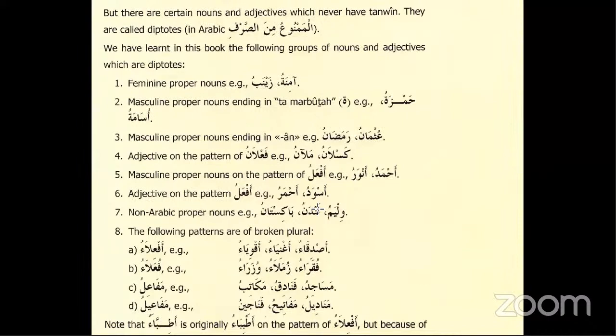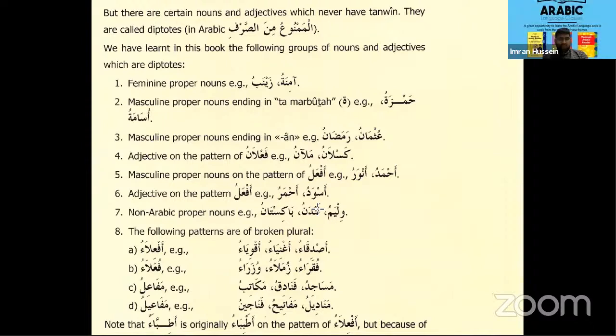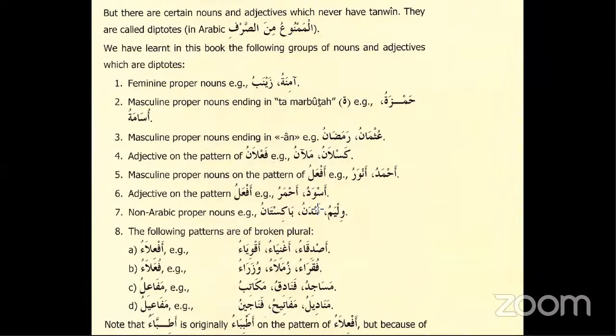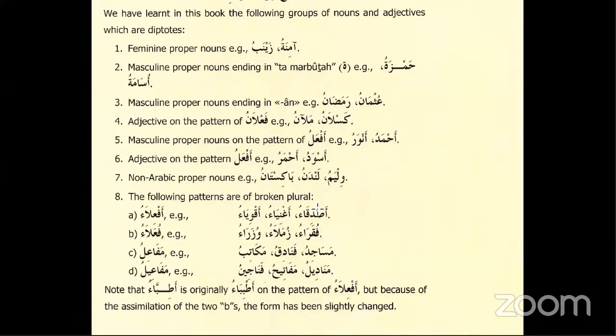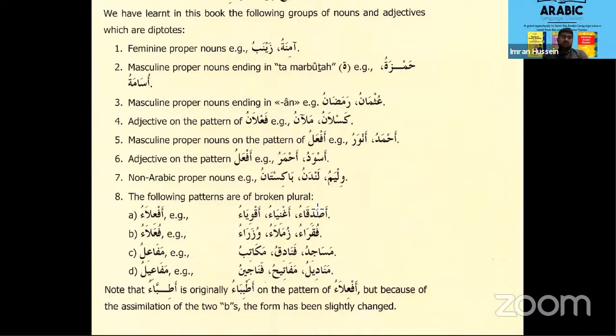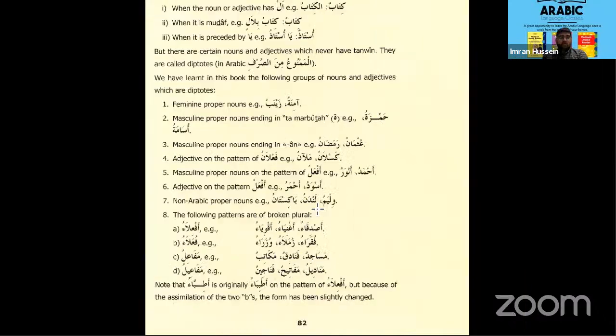c) Mafa'ilu. So masajidu, fanadiqu, makatibu. Excellent. d) Mafa'ilu. So manadilu, mafatihu, fanajinu. So manadilu is handkerchief, mafatihu is keys, and fanajinu is cups. Excellent. So all of these nouns are diptotes itself.